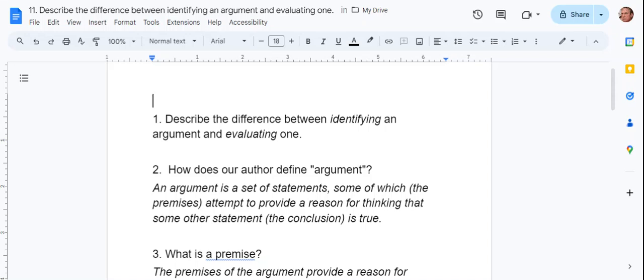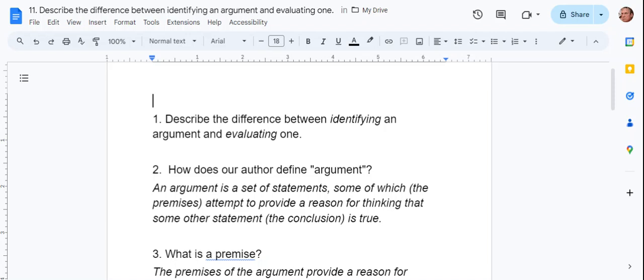Well, in identifying an argument, we are simply trying to decide whether it is actually an argument, as opposed to some other form of language. So identifying an argument is not saying whether it's good or bad. Identifying an argument is simply saying whether it actually constitutes an argument of any sort, as opposed to evaluating an argument, which is basically saying whether it's a good argument or a bad argument. So they're two different things.